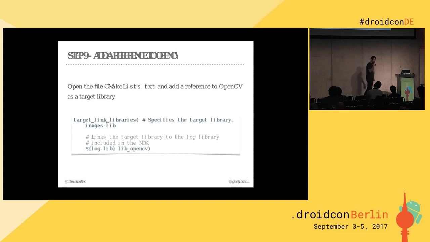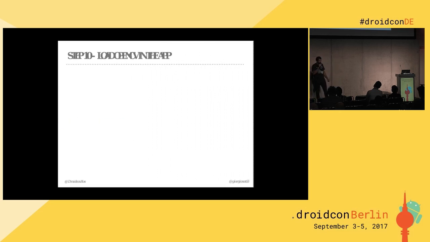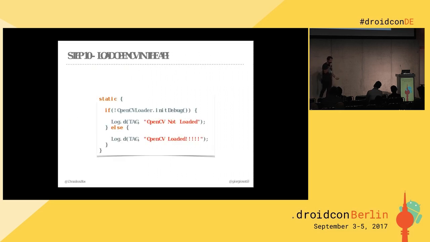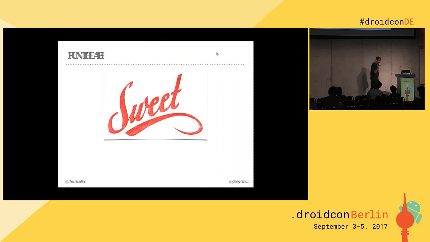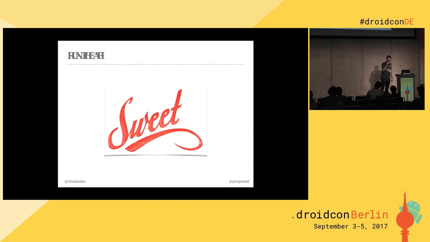Then you open the CMakeLists.txt file, and you refer to the lib OpenCV, that is the same name of the module that you have in your dependencies, in order to be sure that it's compiled. You add the static initialization of OpenCV, and you run the app. And that's it. But be very precise. Exactly this step.